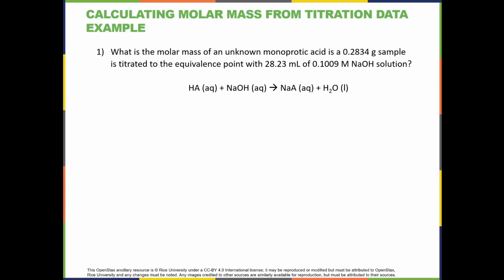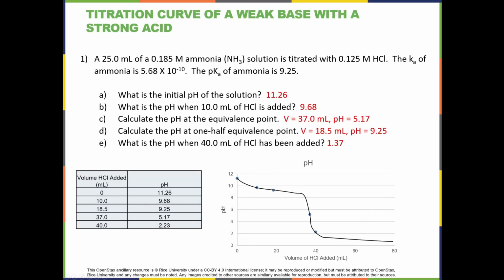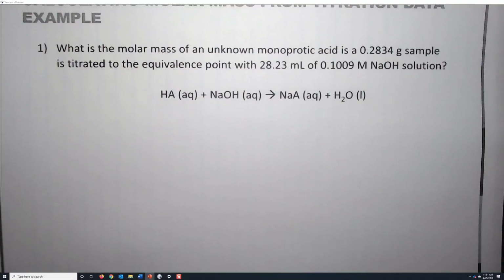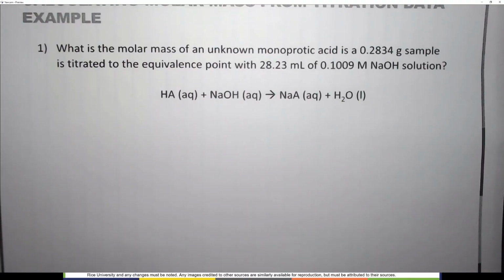The last thing that we can calculate is what is the molar mass of an unknown monoprotic acid if a 0.2834 gram sample is titrated to the equivalence point with 28.23 milliliters of 0.1009 molar NaOH solution. Okay, if I could switch back here to my camera, we can go ahead and solve this one.